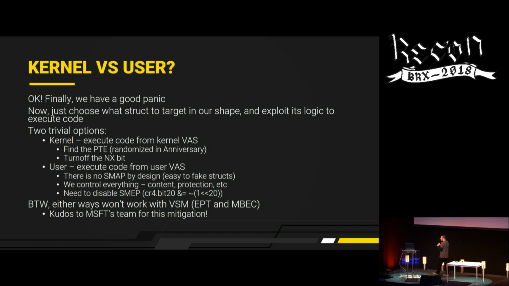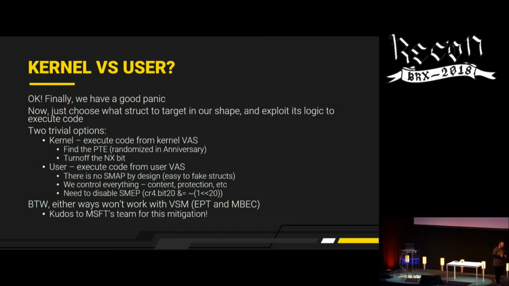So I will need to do a little ROP, disable SMAP, and then jump to shellcode, which is fine. You know, it's the way of living. This is the time to put our hands together and cheer the teams for Microsoft of the Hyper-V and the VSM. None of that technique will work if you have VSM enabled.